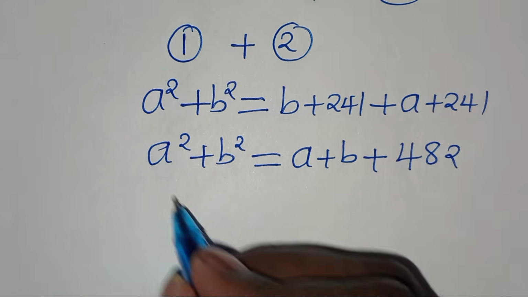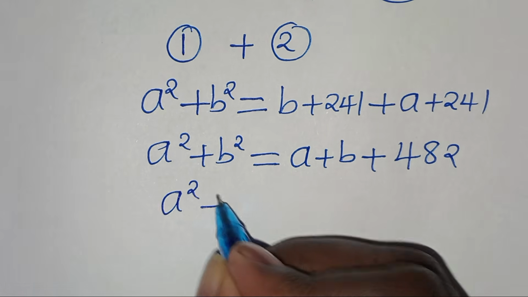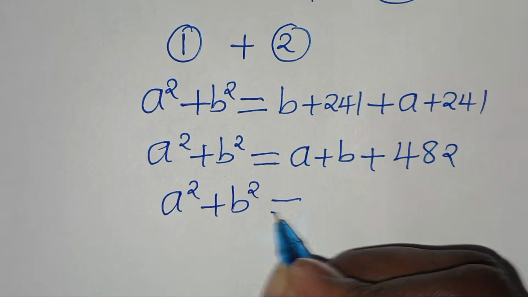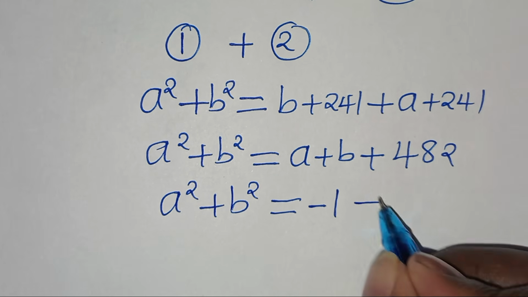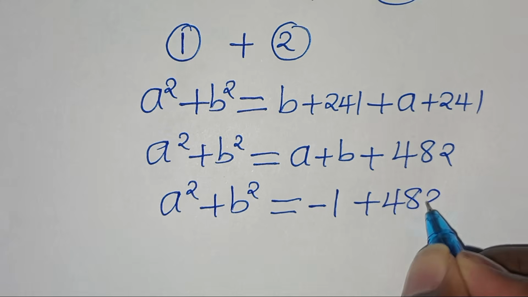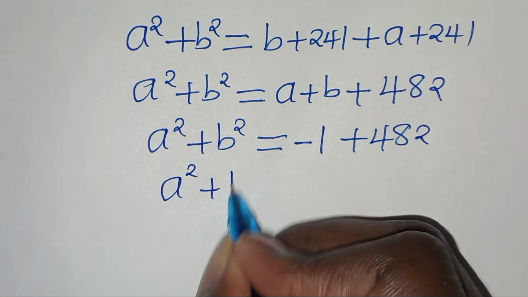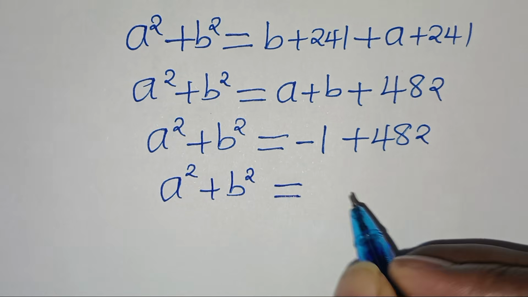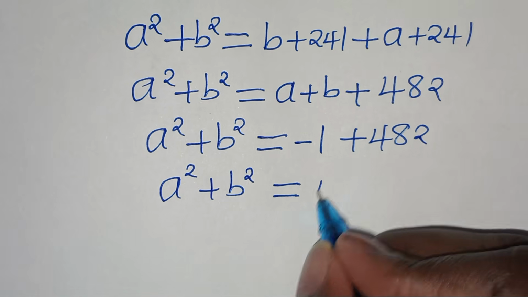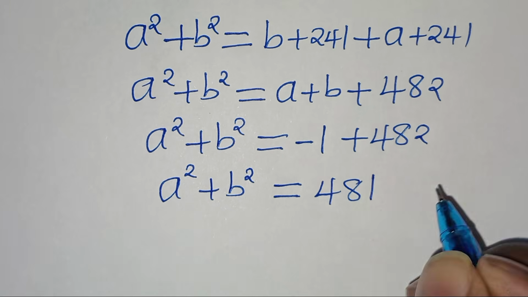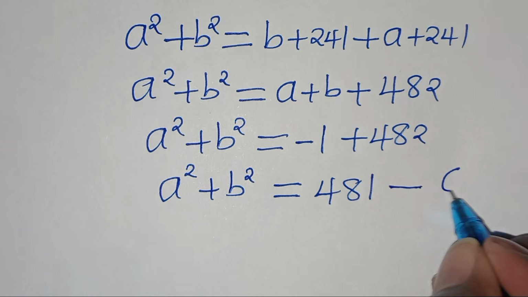So let's substitute with minus 1. a squared plus b squared is equal to minus 1 plus 482. And this means that a squared plus b squared is equal to minus 1 plus 482, which is 481. Let's call this equation 6.